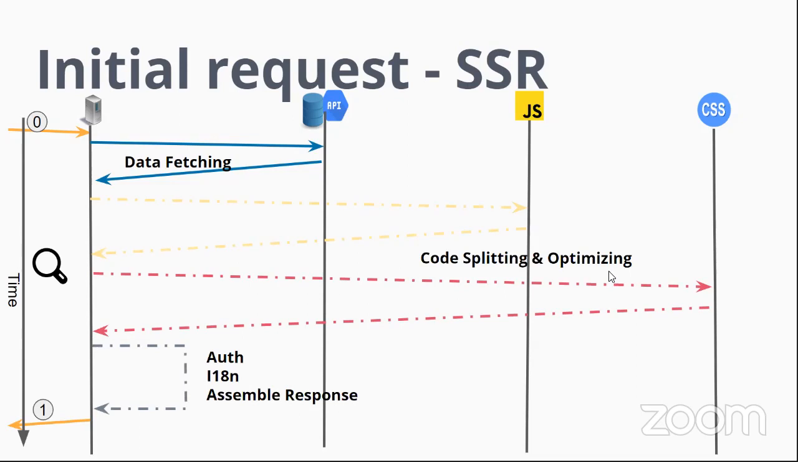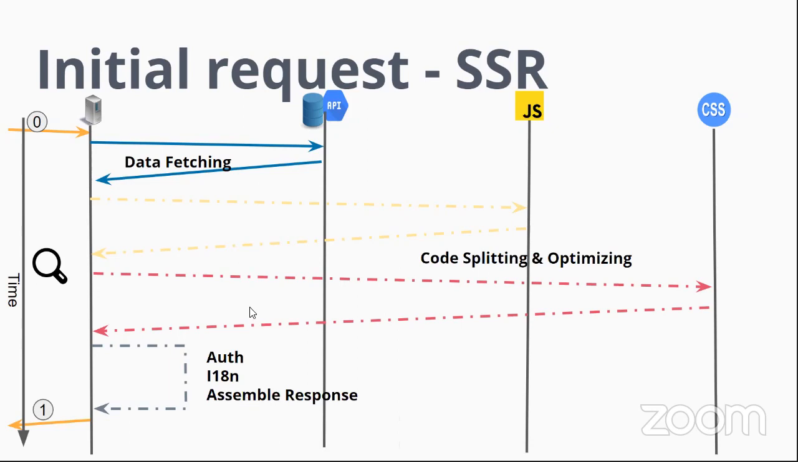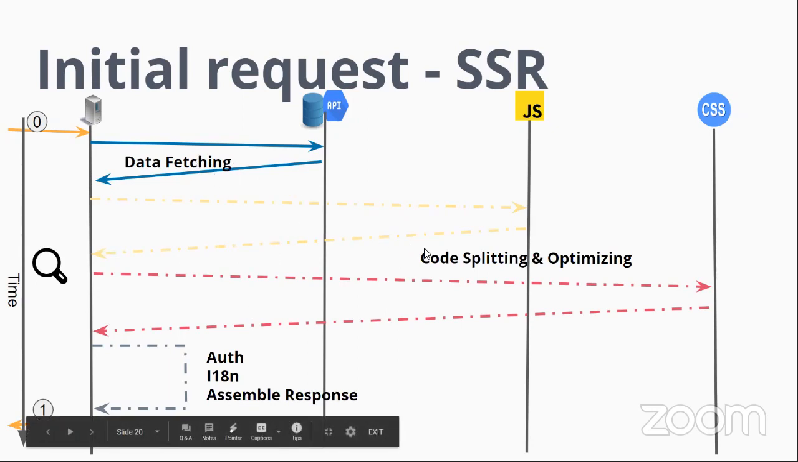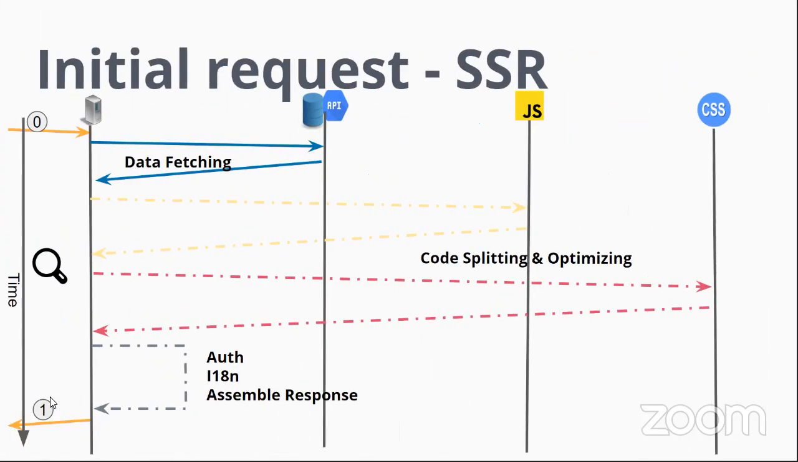And in addition to the optimization, it could also do some authorization to figure out if this person is actually a registered user. It could do some internationalization. It could then assemble all the response, all the components it received here, in a way that it could be sent back to the client. So that is how a server-side rendered application works.